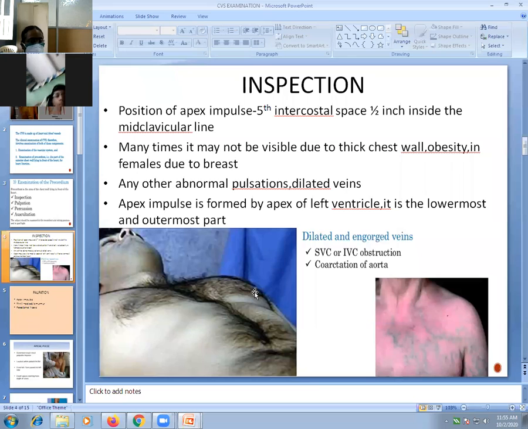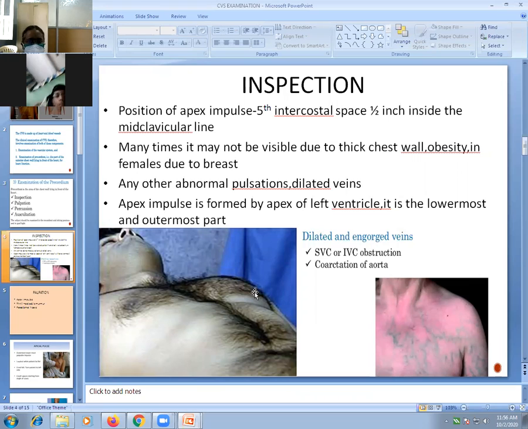Many times the apical impulse is not visible, particularly if the chest wall is hairy, the patient is obese, or in female patients because of the breast. So it is not necessary that you can visualize the apical impulse in every patient. If visible, write down visible. If not visible, write down apical impulse is not visible.